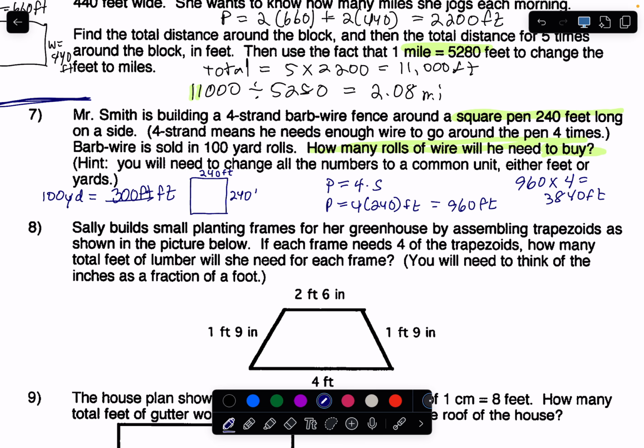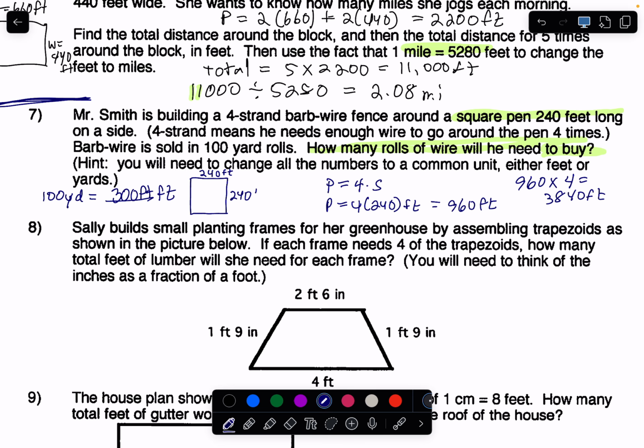Okay, now we need 3,840 feet to get around the pen 4 times. Now, if we think about that for just a minute, let's think about the fact this is not a perfect multiple of 100. So we're going to have to buy a little extra, okay? And that happens when you're painting a wall, when you're getting carpet on the floor. You usually get a little extra. Usually it's not perfect. And sometimes you want a little extra, in case there's a mistake or something like it. But we need to figure out how many rolls are in there. So we have to figure out how many 300s are in there.